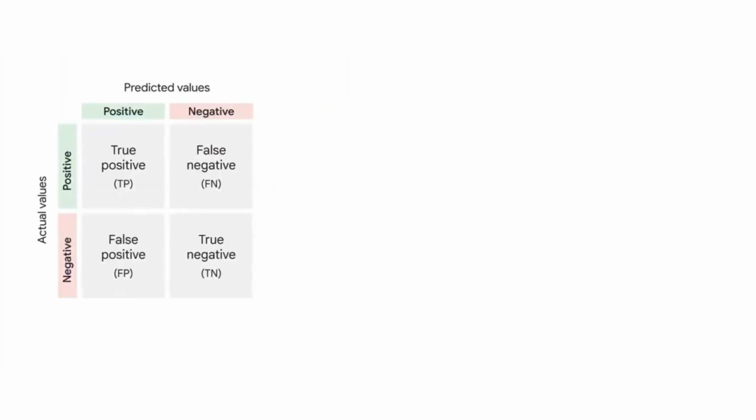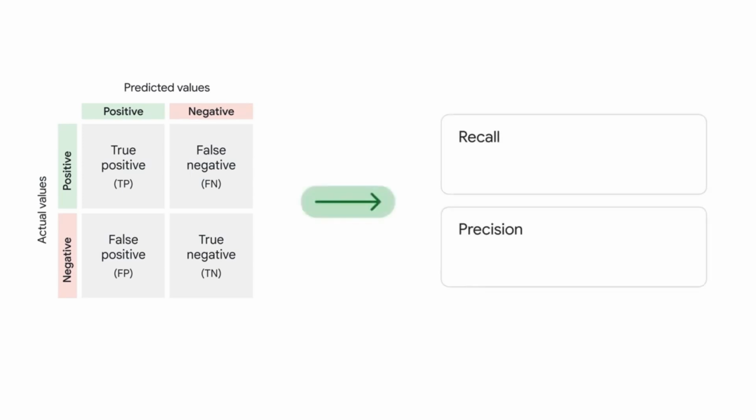A confusion matrix is the foundation of many other metrics used to evaluate the performance of a machine learning model. Let's look at the two popular metrics, recall and precision, that you will encounter in the lab.